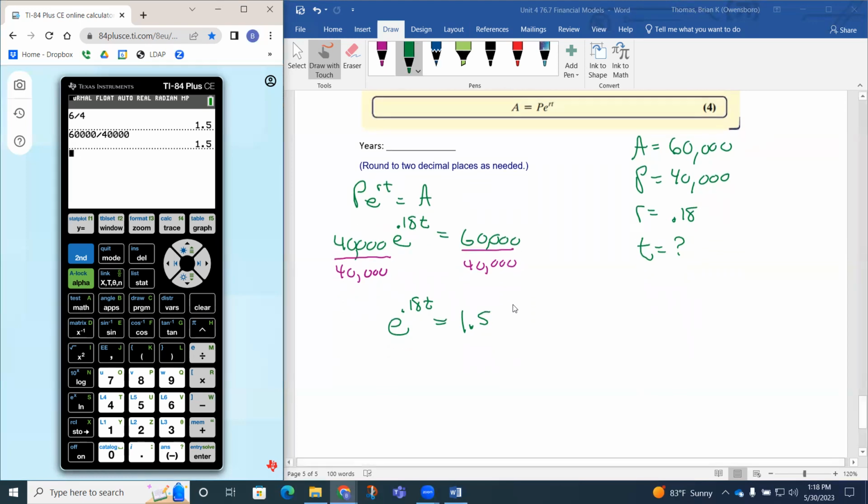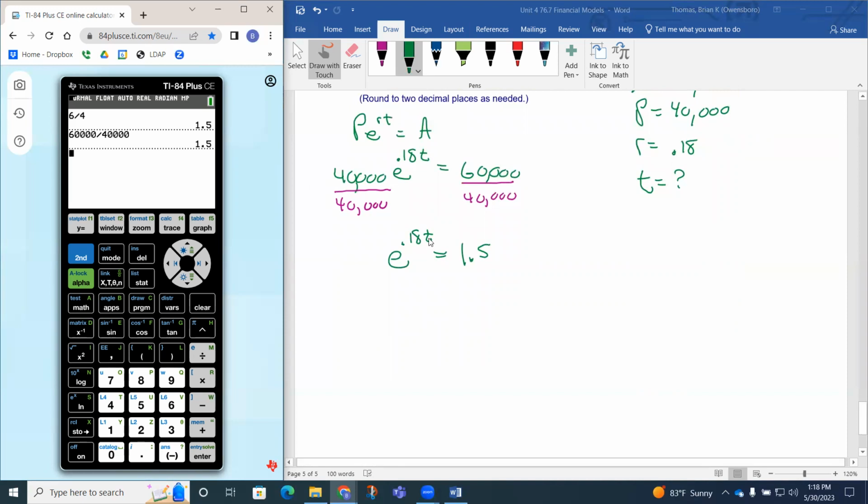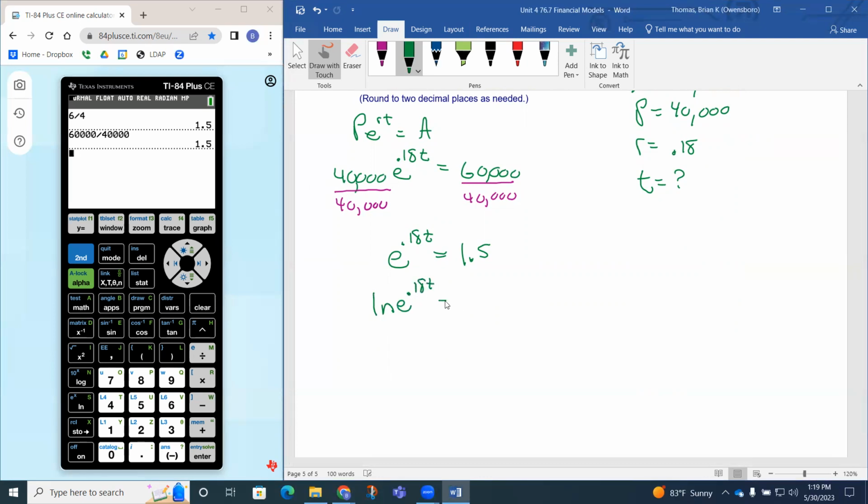So yeah, I can now get this t focused on by taking the natural log of both sides. So by doing that, the power rule of logarithms says I can actually bring the 0.18t out in front. And I have the natural log of e equals the natural log of 1.5. As I said, though, the natural log of e actually is 1. That's a property of logarithms. So we just have really 0.18t is equal to the natural log of 1.5. So to find the time, just divide both sides by 0.18.